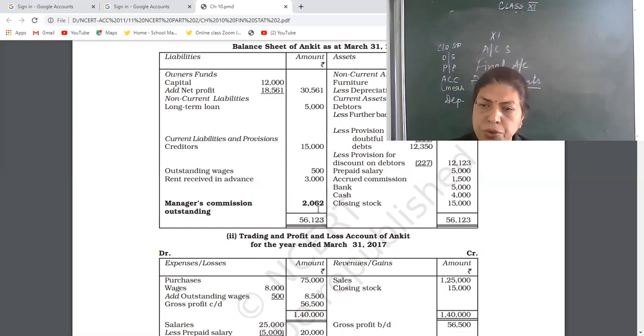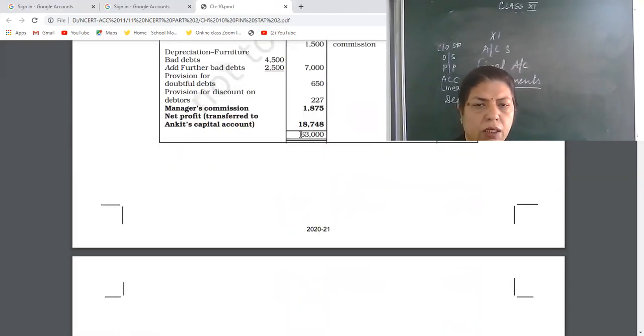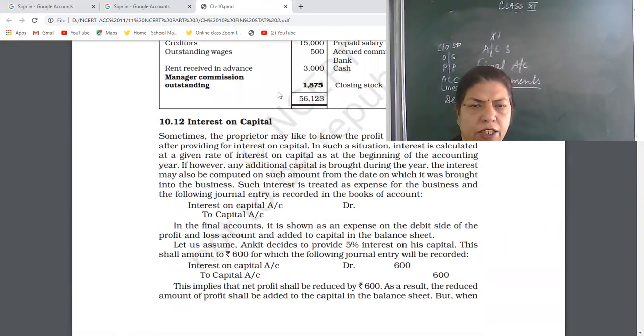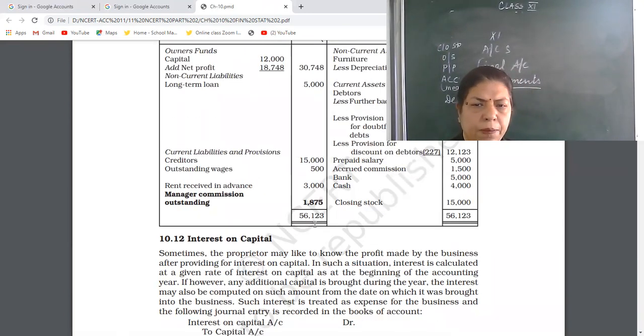And as you know, every adjustment has two sides of effect. That's why it is also to be shown on two sides. One is the debit of the profit and loss account. Another is the liability side of the balance sheet. Okay? See, debit side of P&L and liability side of the balance sheet. Clear? Got it? Now see. Interest on capital.